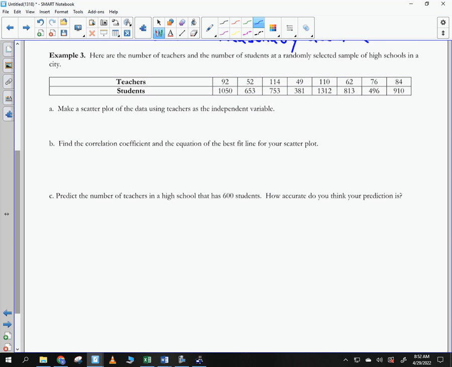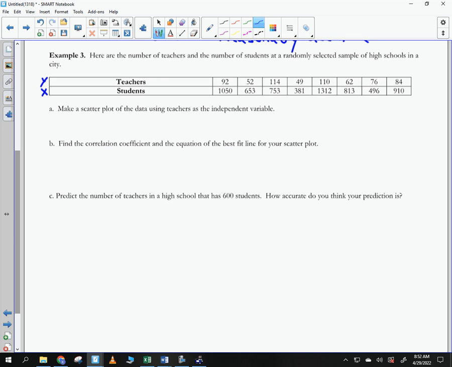Next one says, here's a number of teachers and students randomly selected, a sample of high schools in a city. So they went through a city and they looked at the number of teachers and students. Do you think there's a relationship between the numbers of teachers in a school and the numbers of students in a school? Which do you think causes it? Do you think that if you have more teachers that causes students to come on in, or do you think it's the number of students that then determines the number of teachers that they bring in? Yeah, so number of students is going to be the X variable, teachers is going to be the Y variable.